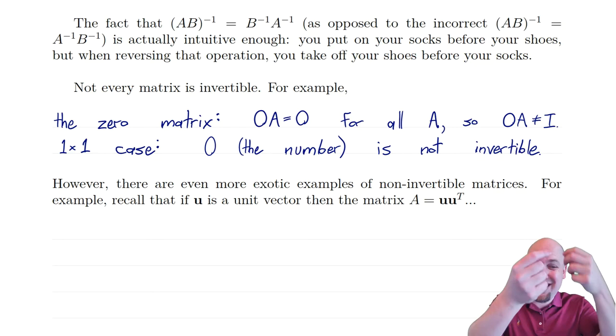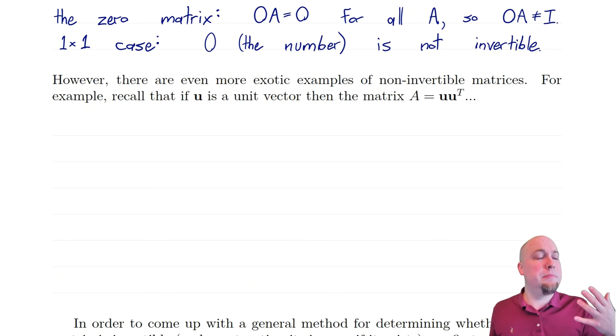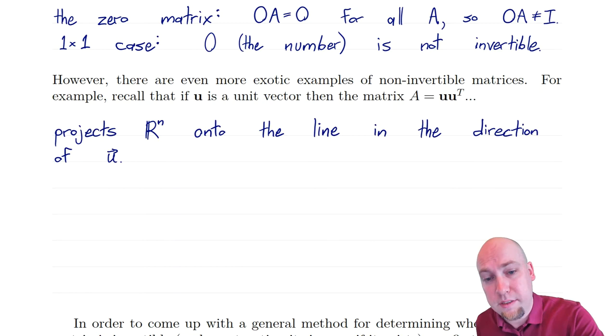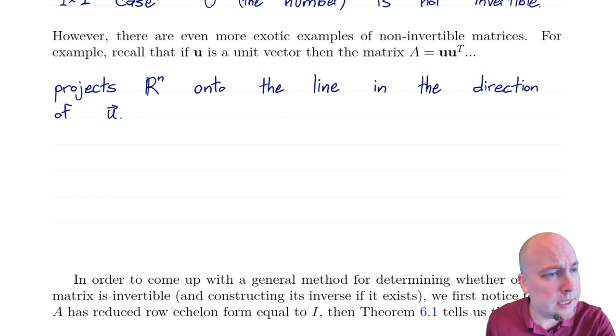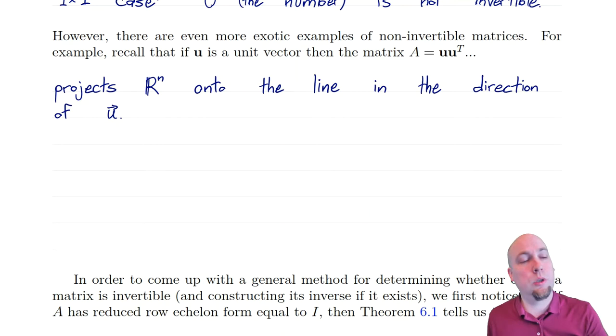Okay, but for matrices, it's a little bit worse than this, okay? There are things other than the zero matrix that are also not invertible. Okay, and we've seen a couple examples of these, so let's just remind ourselves of what they are. For example, the first example of this that we saw was a projection matrix, okay? So remember, if you have a unit vector U that's pointing in the direction of some line, then the matrix U times U transpose, where here we're thinking of U as a column vector, so this is column vector times row vector, then that's a matrix and it's a projection matrix. It projects Rn onto the line in the direction of that unit vector U.